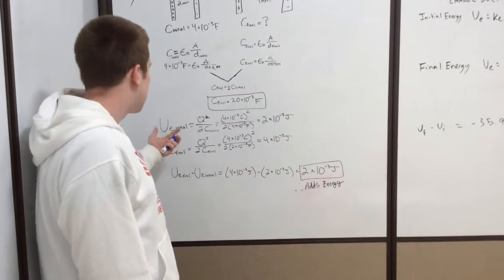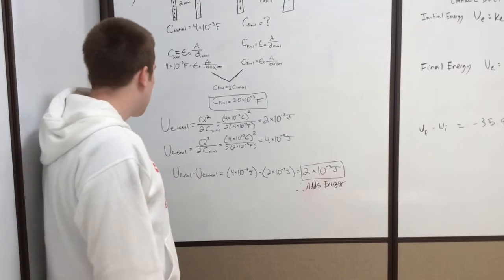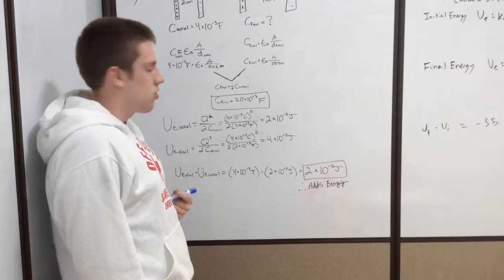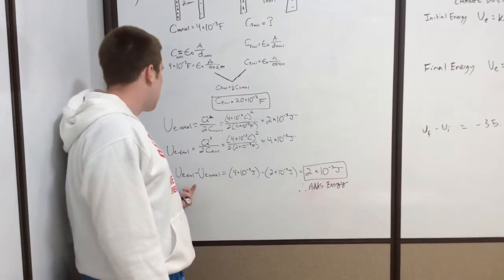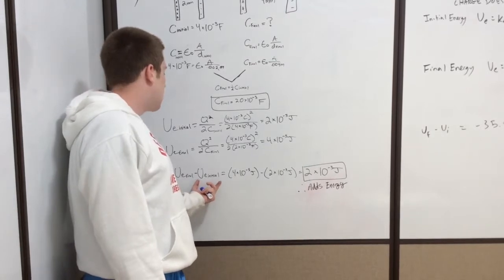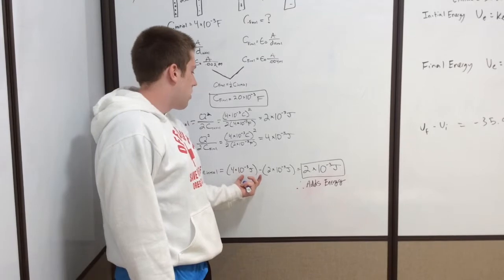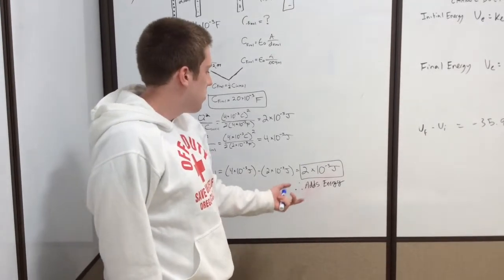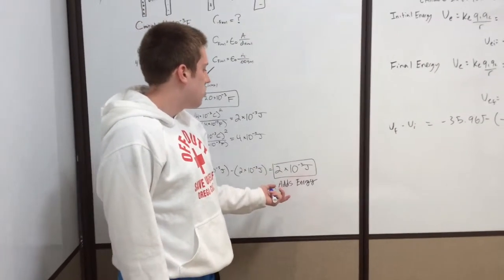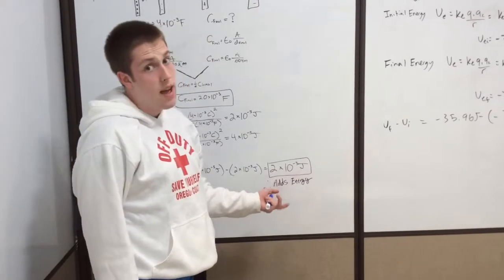Now once we have our initial and our final potential energy, we can use this to find the change in potential energy by setting U final minus U initial, which we find to be equal to 2 times 10 to the negative 3 joules, which means that energy has been added to the system.